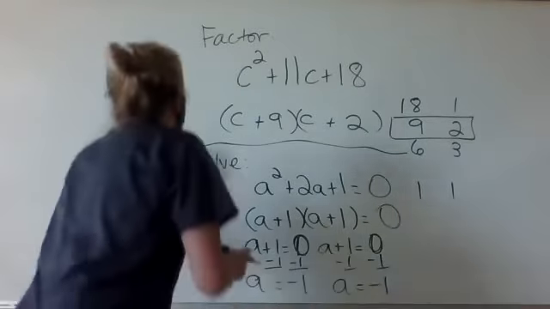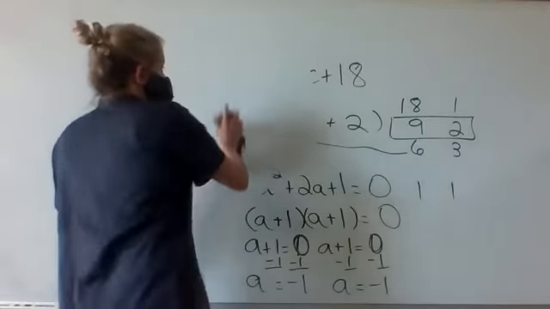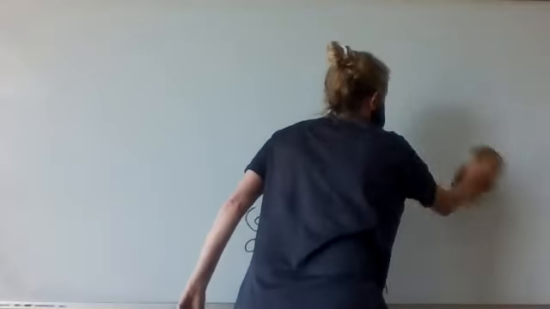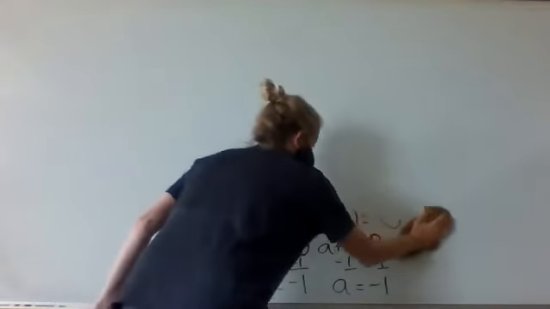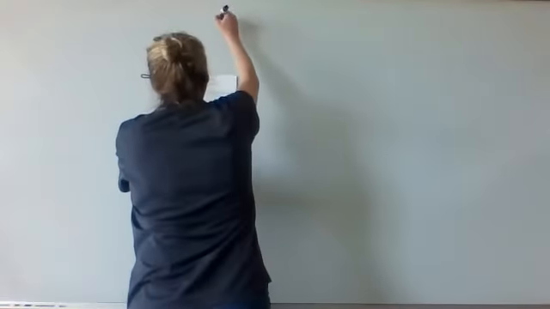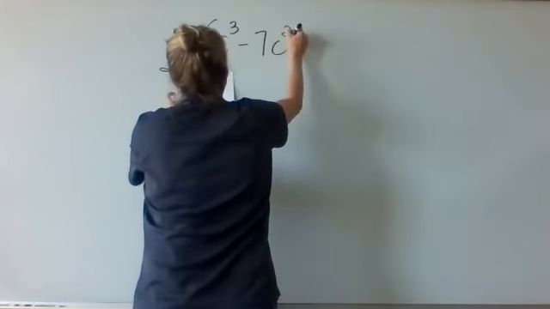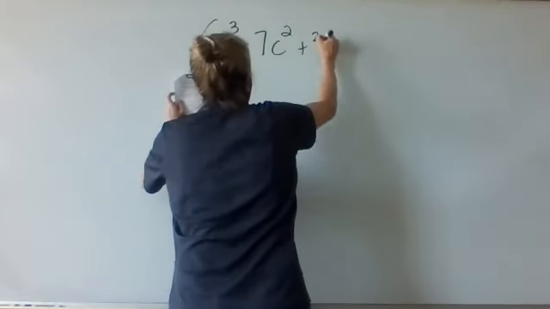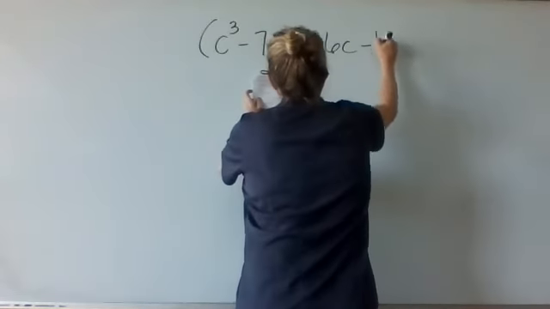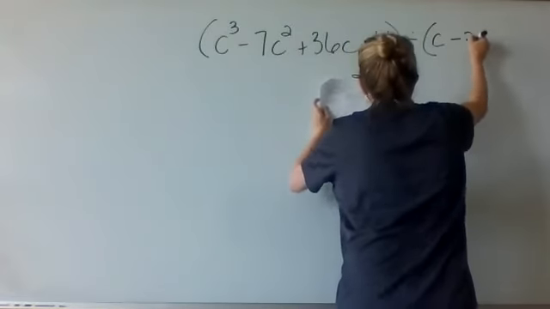Number 8. Use synthetic division to divide. We've got c to the 3rd minus 7c squared plus 36c minus 14 divided by c minus 3.